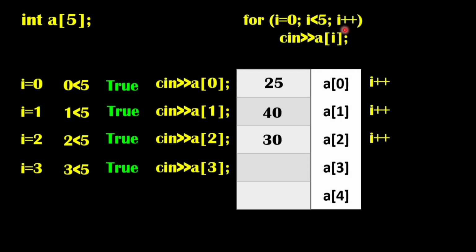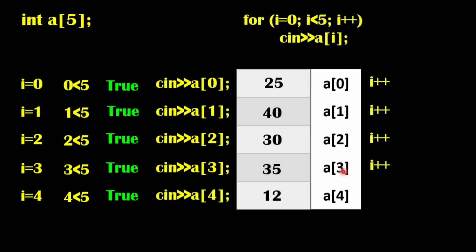So it will enter the loop, cin >> a[i]. i is 3, so a[3]. I will enter one more value, that is 35, stored at a[3]. So i will be incremented. Next i becomes 4. 4 is less than 5, the condition is true. Enter the loop. Again I will enter a value, that is 12. Then i is incremented. Then i becomes 5. 5 is less than 5, the statement is false. So you have to stop the for loop there.